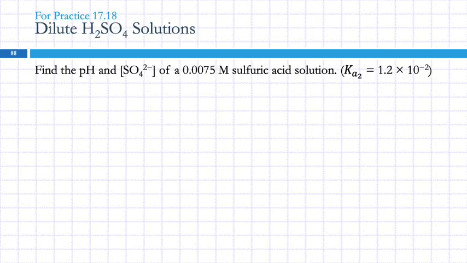Okay, find the pH and sulfate ion concentration of a 0.0075 molar sulfuric acid solution, Ka2 equals 1.2 times 10 to the minus 2. So there's a couple of things that make this a little different. It's only giving us Ka2, it's not giving us Ka1. Why?